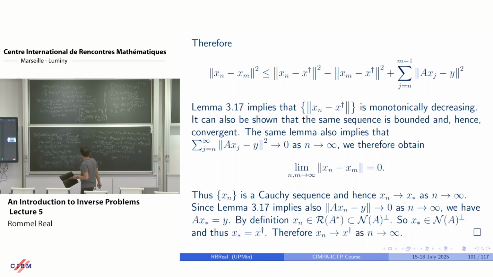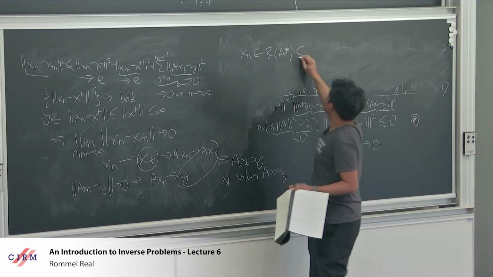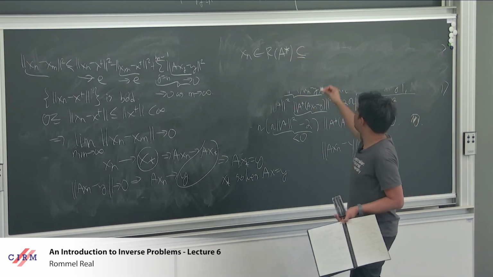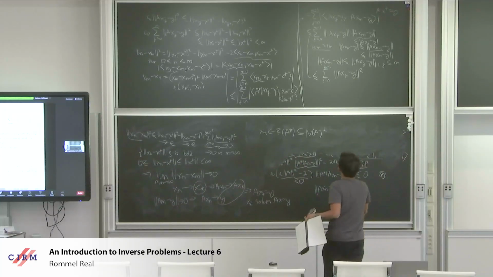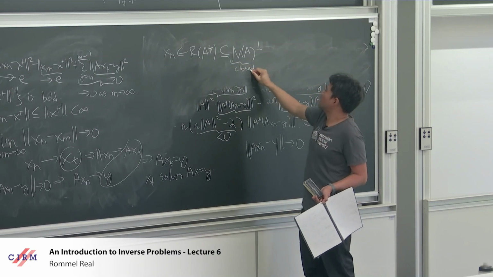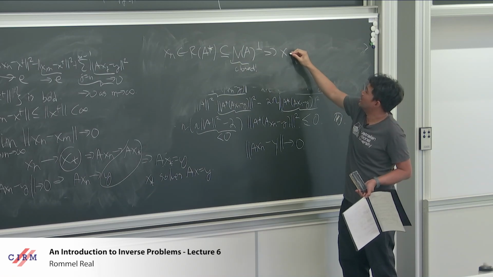Now, to show that x star is indeed the minimum norm solution, we follow this argument right here. From the definition of the Landweber iteration, it follows that x_n is in the range of A star, and from linear algebra, the range of A star is contained in the orthogonal complement of the null space of A. We also know from linear algebra that the orthogonal complement is closed. Therefore, the limit of x_n is also in this orthogonal complement.